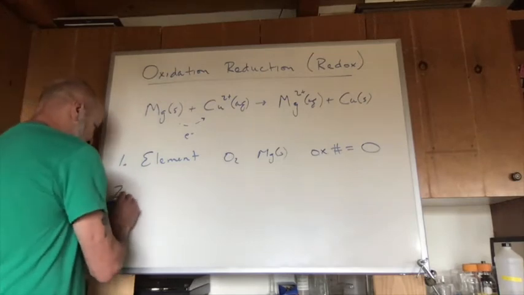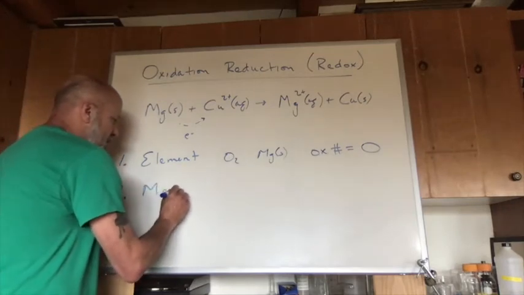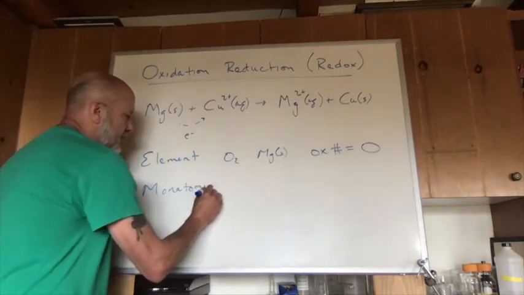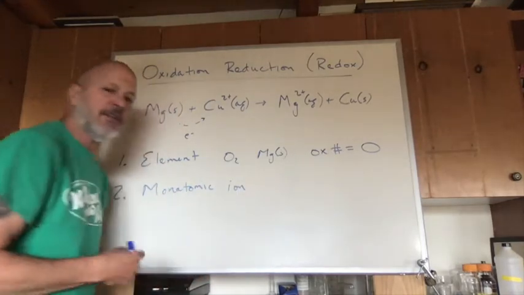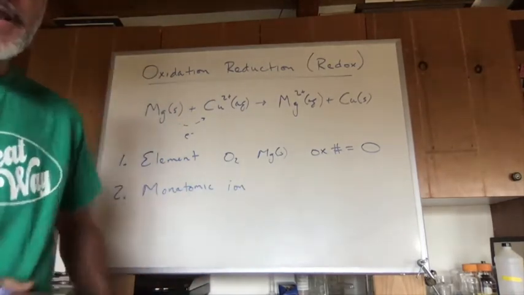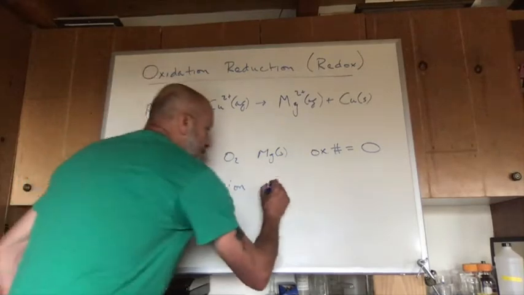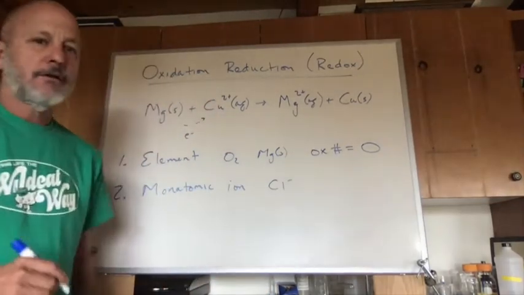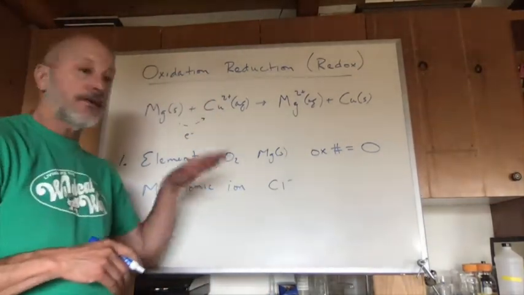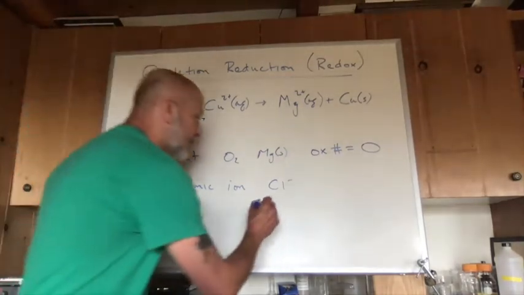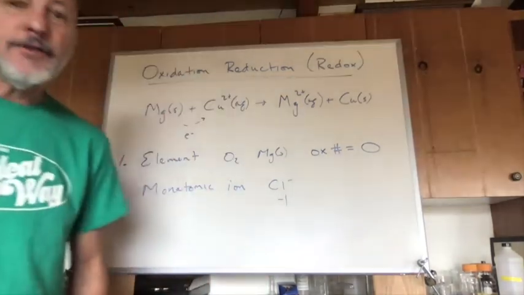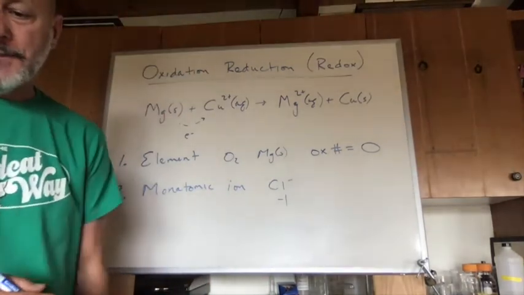Rule 2, monatomic ion. These first two are the easy ones, right? If it's a monatomic ion, like the chloride ion, the oxidation number or the oxidation state is the charge of the ion. Chloride has a charge of 1-. Its oxidation state is -1.